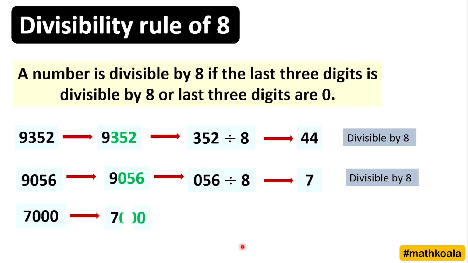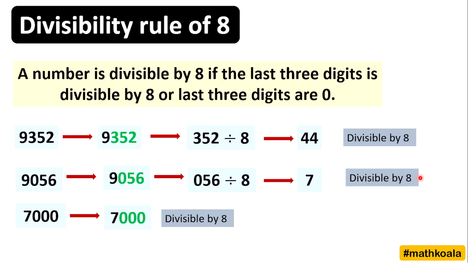Let's apply the rule for 7000. Last three digits are 0. Therefore, 7000 is divisible by 8 without a remainder. So, you can easily find the numbers which are divisible by 8 without a remainder by observing the last three digits of a given number.